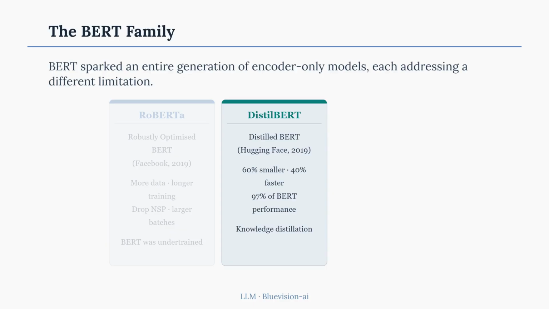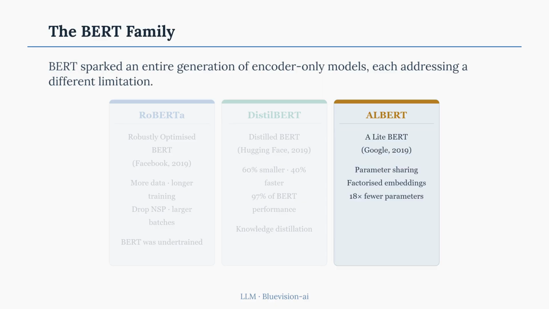DistilBERT came from Hugging Face the same year, and its question was deployment. Knowledge distillation compresses BERT to 60% of the original size, runs 40% faster, and keeps 97% of the performance. That matters because a model you want to run on a phone or in a browser cannot be 340 million parameters. ALBERT, a light BERT from Google in 2019, went a different direction. Parameter sharing across layers and factorized embedding matrices. 18 times fewer parameters than BERT large, with competitive performance. The insight was that BERT's depth was useful, but its parameter count was wasteful.